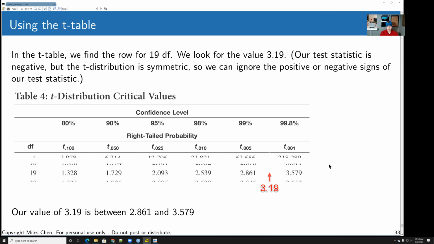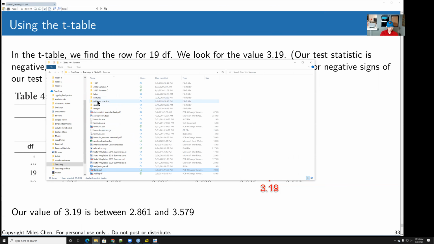I know our test statistic is negative 3.19, but the t distribution is symmetric. Right here it says right tail probability, and all the values are positive, but because it's symmetric, I could also have the flip side where it's showing the negative side, and it would be equivalent. I have a couple pictures here.